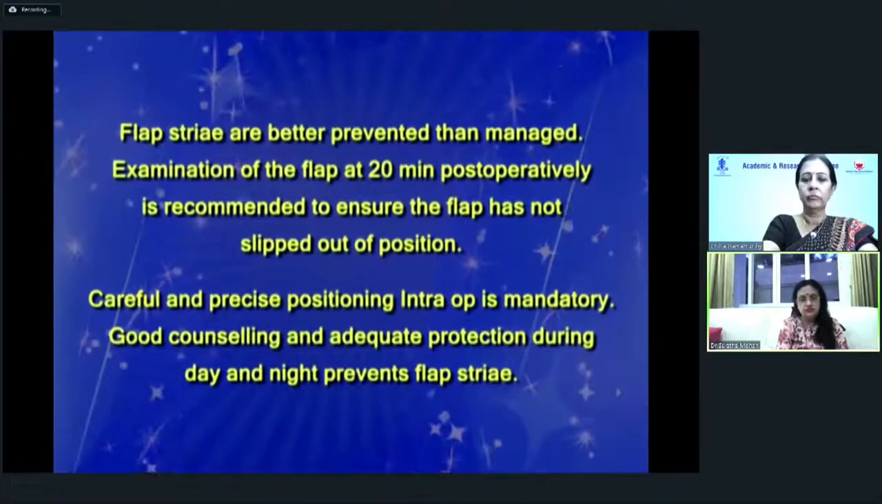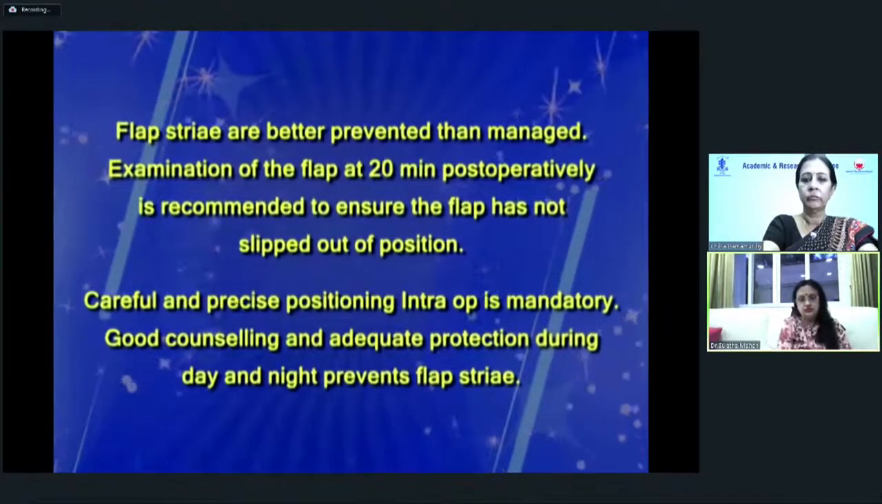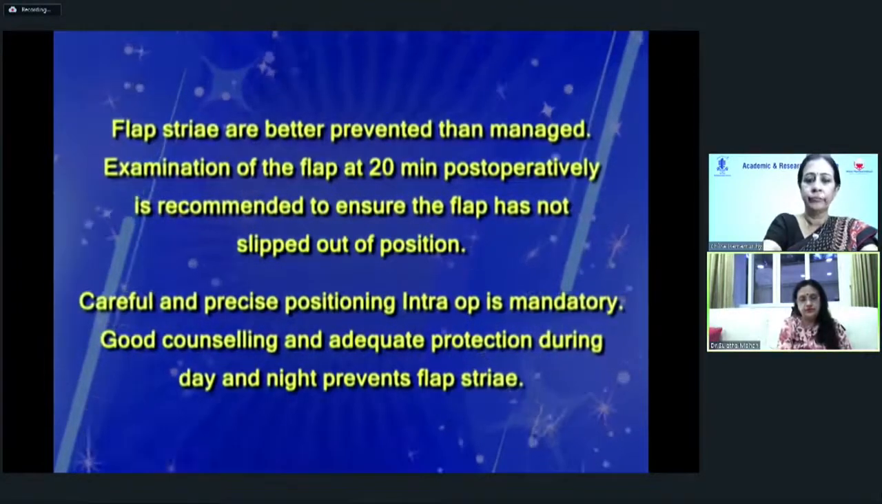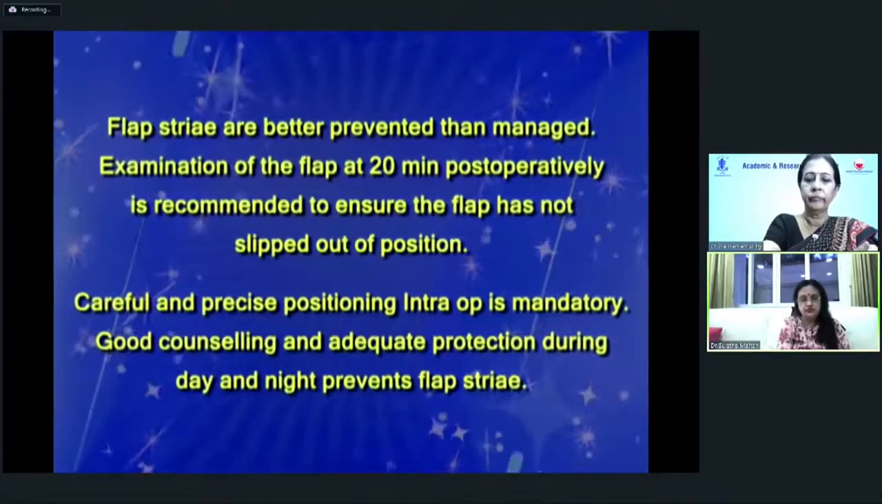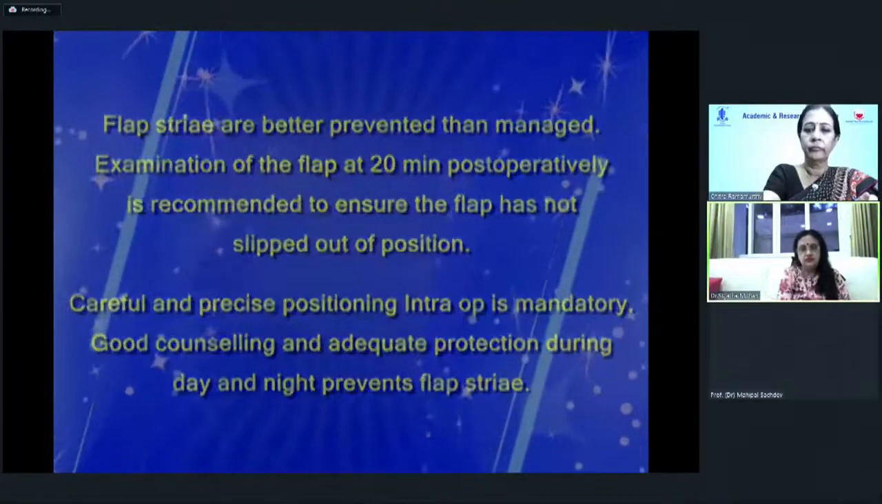Examination of the flap at 20 minutes post-operatively is recommended to ensure the flap has not slipped out of position. Careful and precise positioning intra-op is mandatory. Good counseling and need for adequate protection during day and night prevents and lowers the incidence of flap striae.